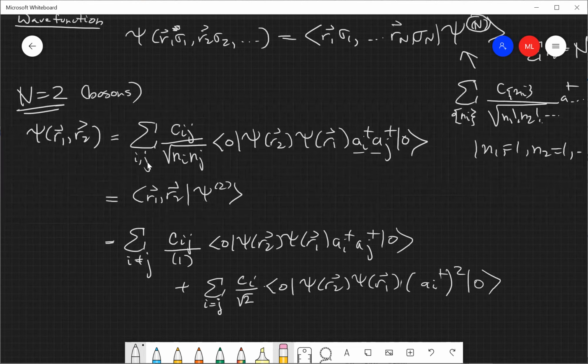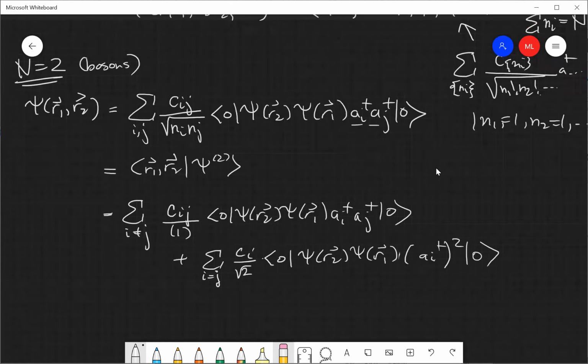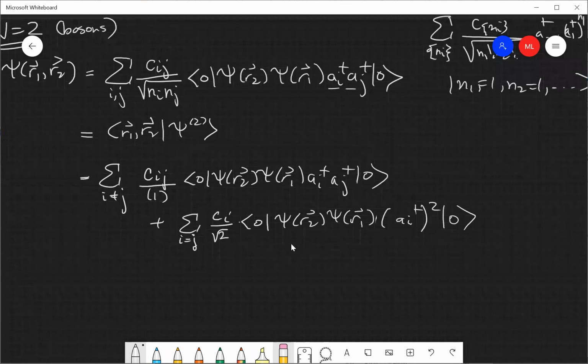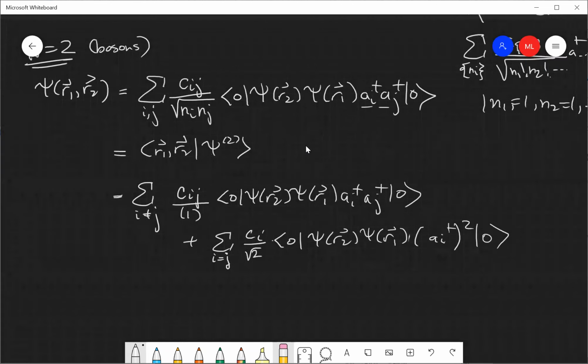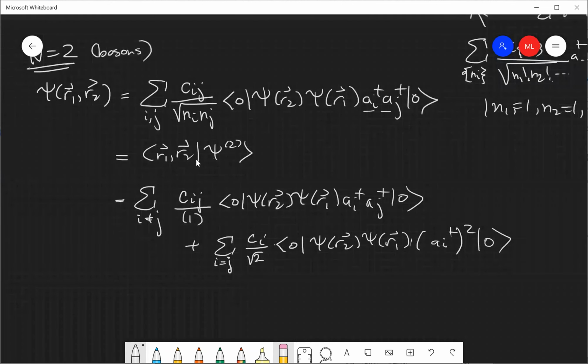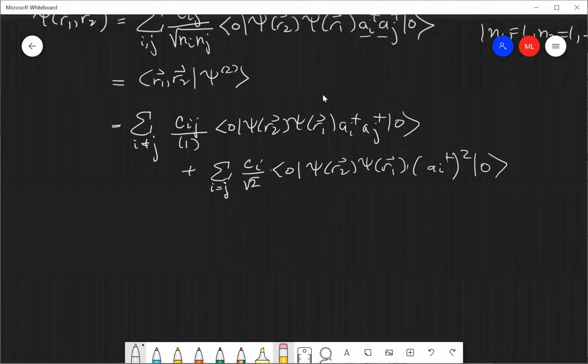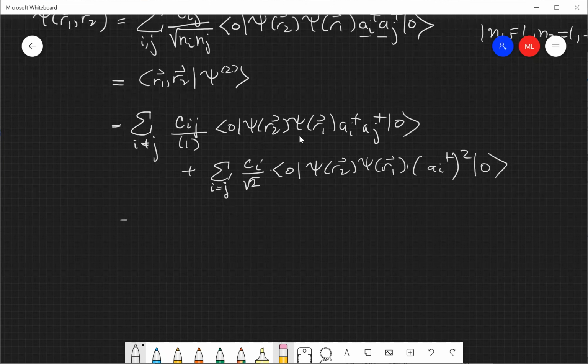And now, if you look at these things, what are these things? These are just the product of the wave functions, because what happens here is you make a particle in state J and a particle in state I, and then you sandwich that with this guy, which is just the coordinate basis R1, R2. So what you get is these vacuum expectation values, they're just going to be sums of the wave functions.